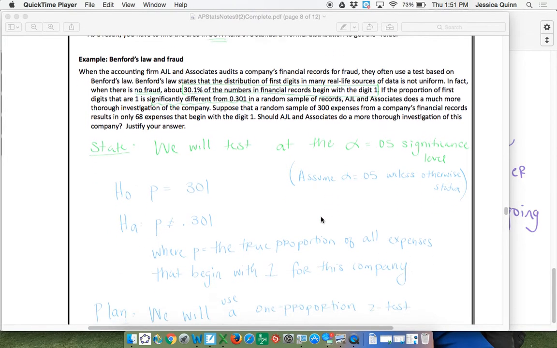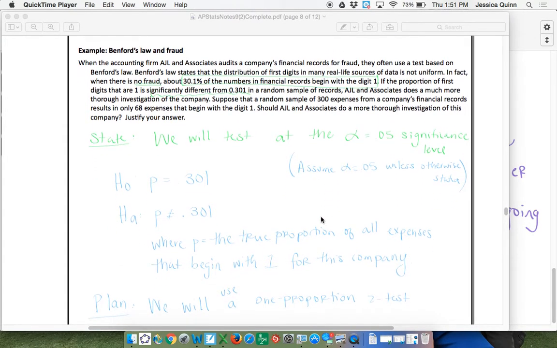So here's an example. We've got Benford's law again. We talked about this in earlier chapters. So Benford's law tells us that when there's no fraud, when somebody is submitting financial records, about 30.1% of the numbers in the financial records will begin with a 1. So that's when there is no fraud.